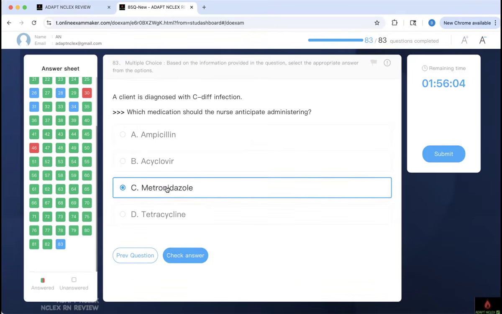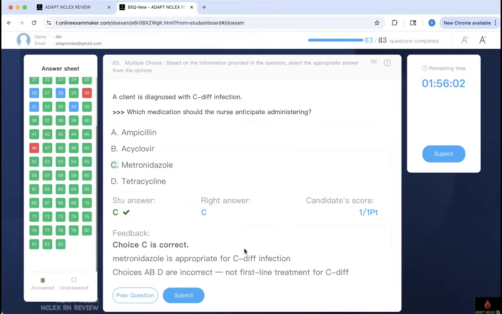Best answer, metronidazole. 85 question, NCLEX practice question, NCLEX review question, concept, most commonly tested using common sense approach.